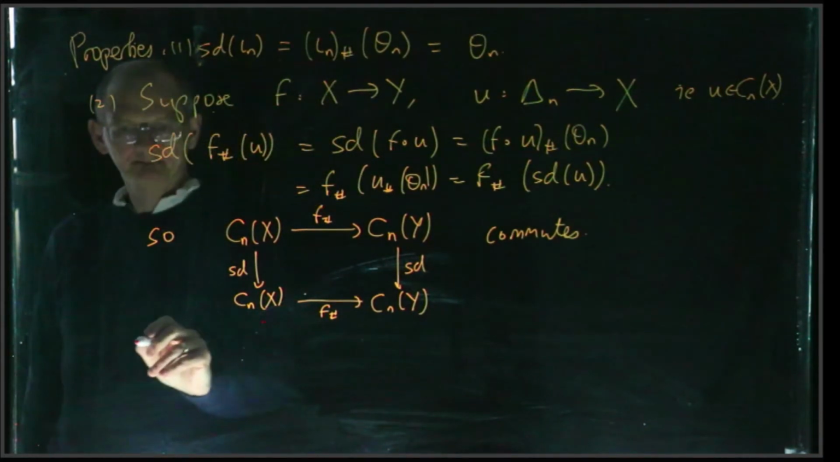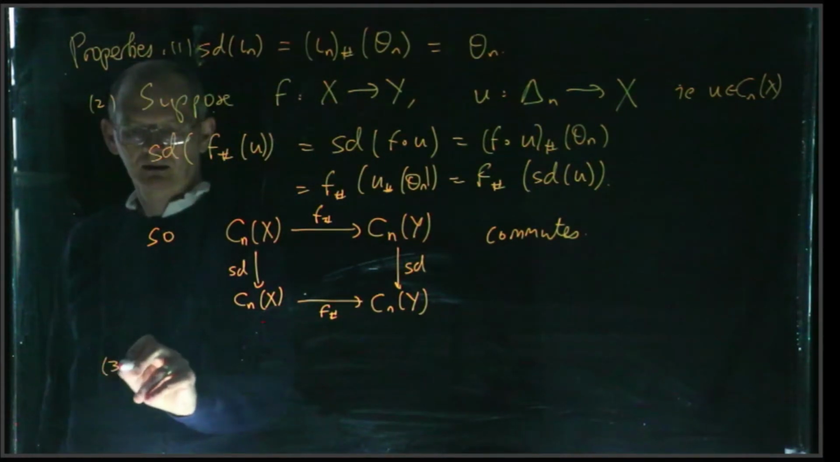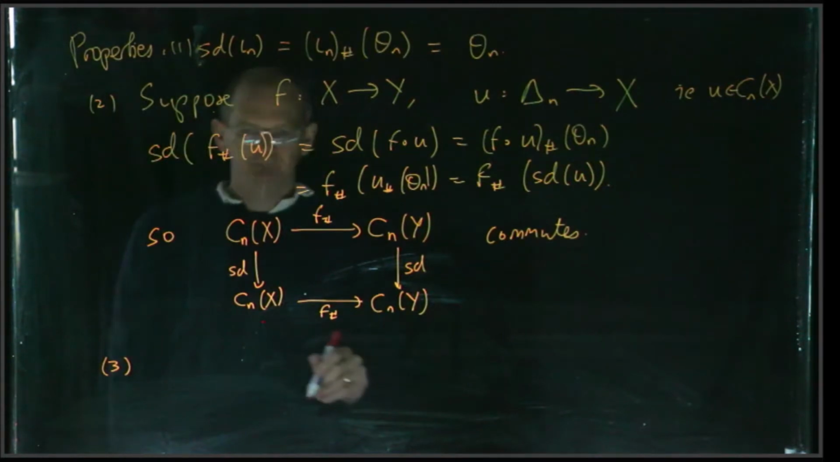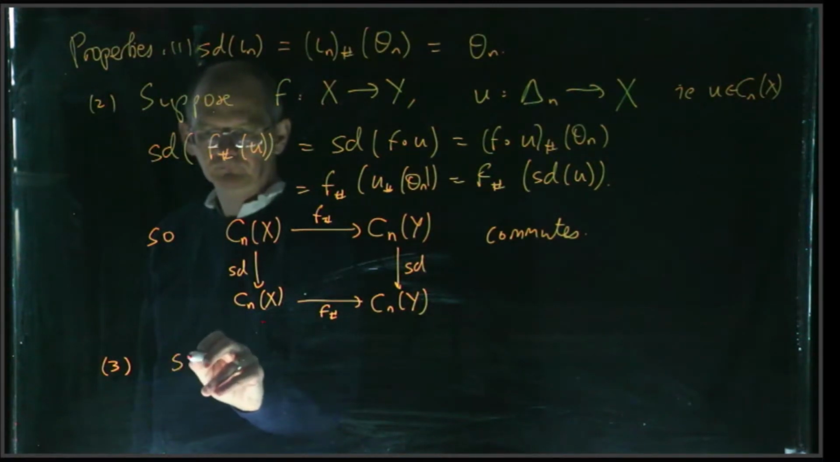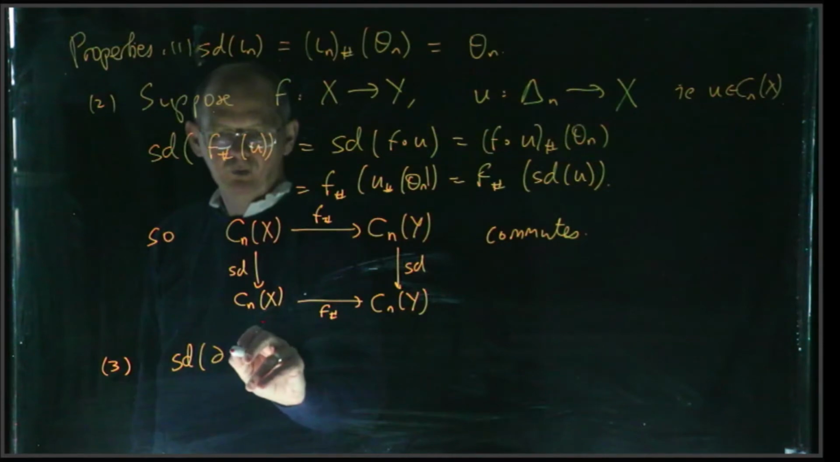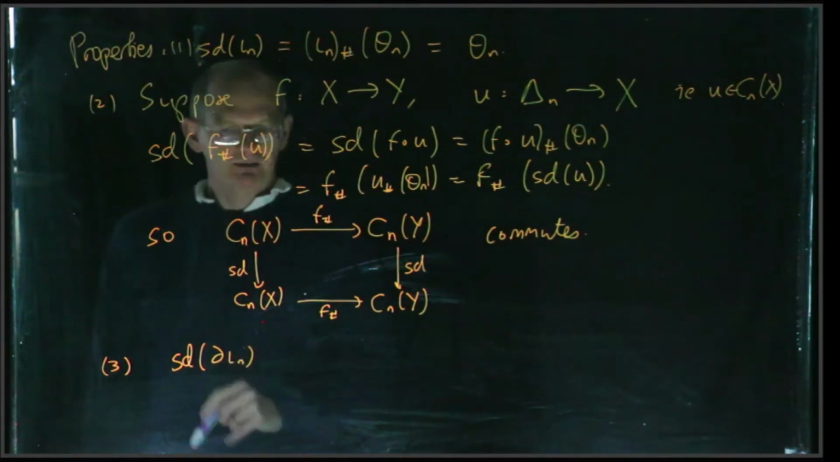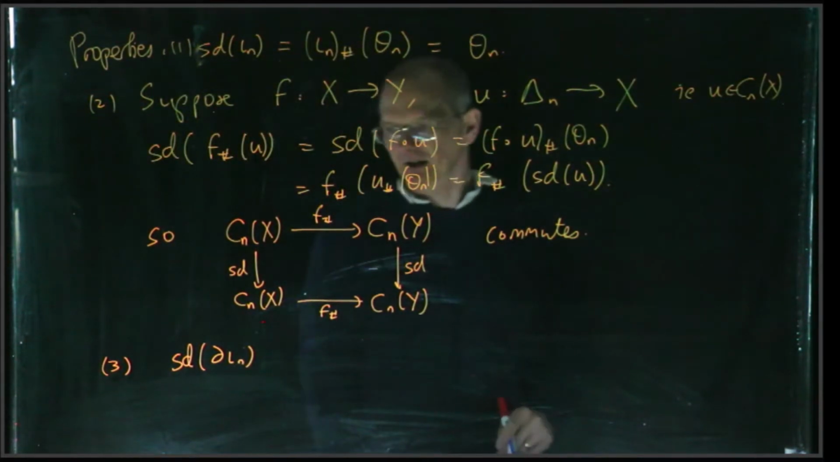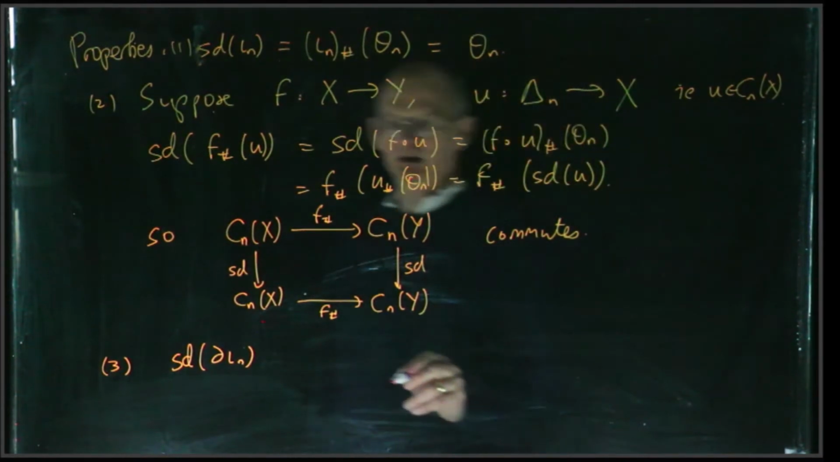And the third thing: what's the subdivision of the boundary of the identity simplex?